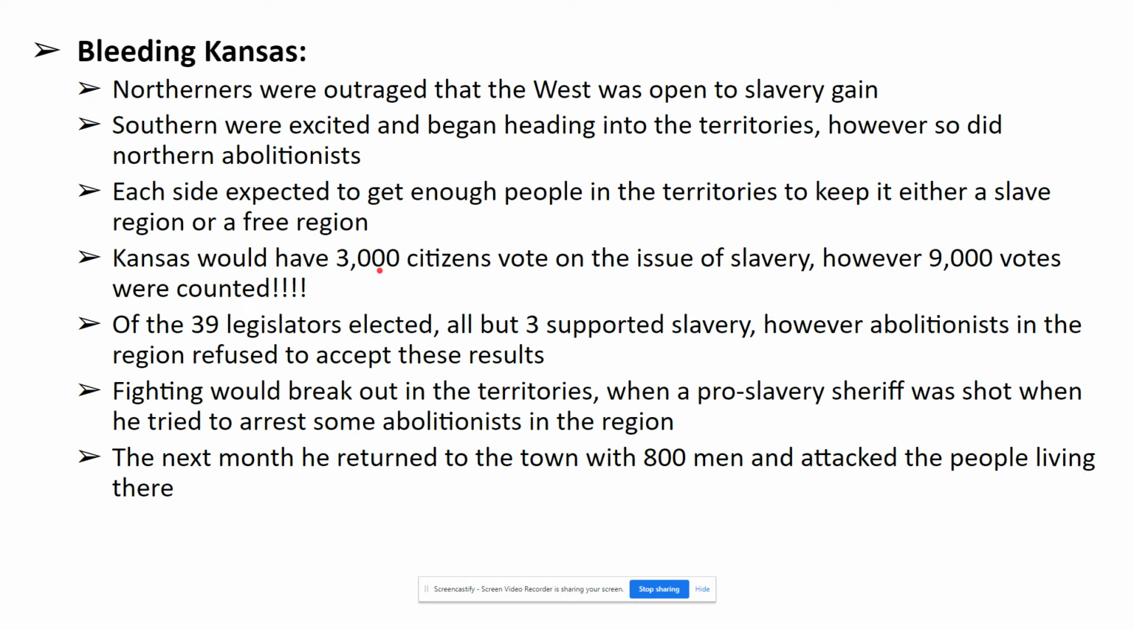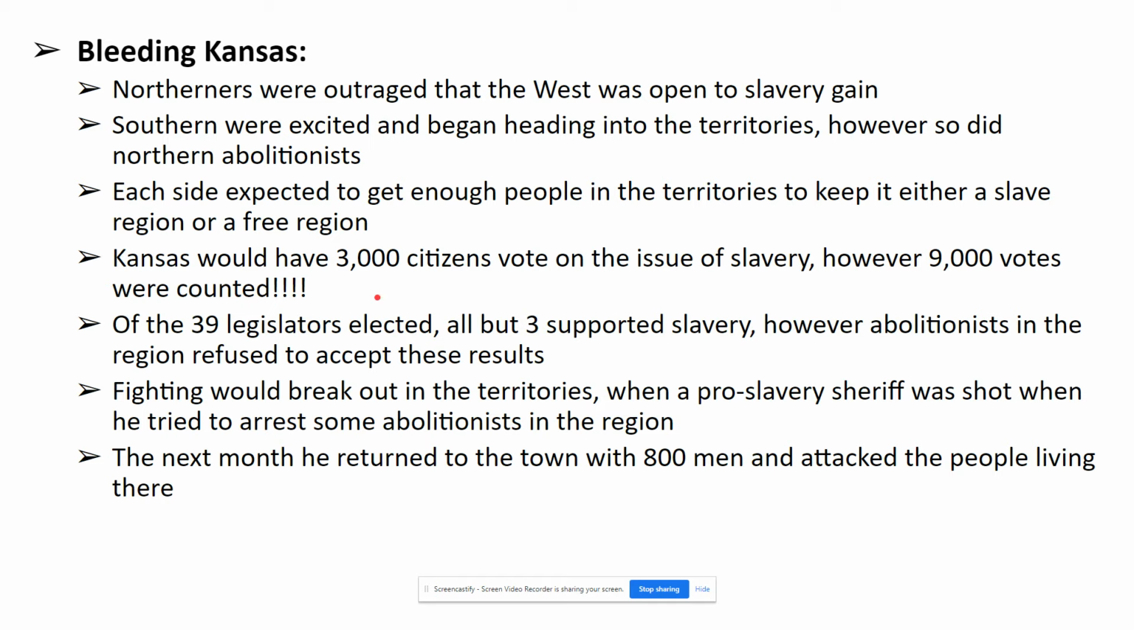All right. Kansas has 3,000 citizens in it. When they vote on slavery, 9,000 people vote. So wait a minute, Mr. Murphy, 9,000 voted, but only 3,000 live there. Yep, somebody cheated. Okay, but because of that, Kansas will become a slave territory. It becomes a slave region. The Missouri Compromise is null and void. Abolitionists are livid. They're not happy about it.